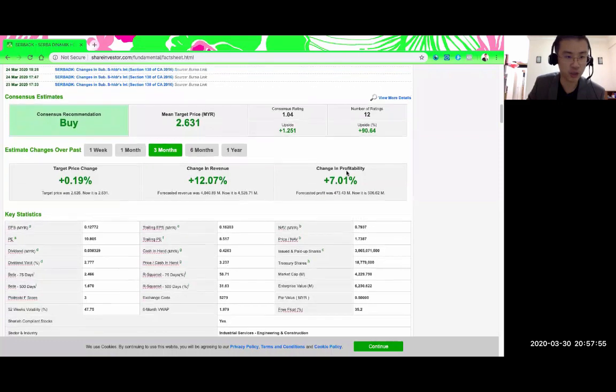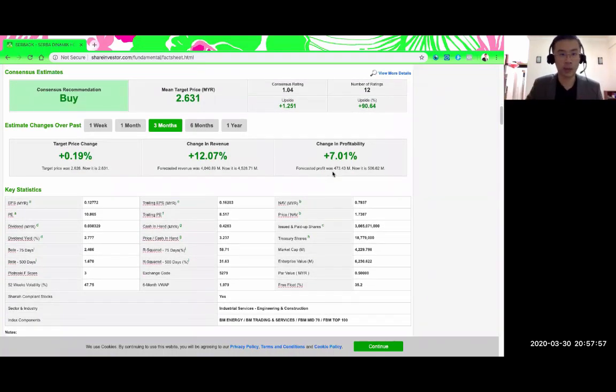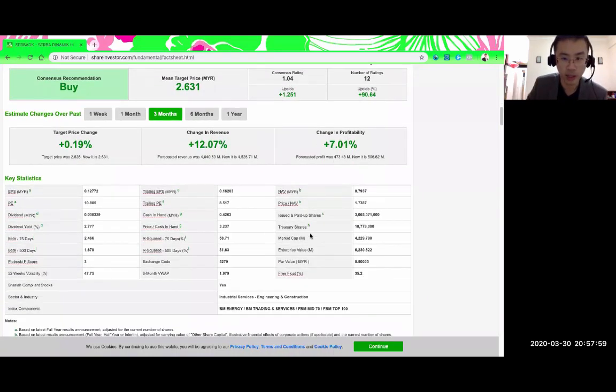Basically, the fact sheet will give you the overall picture of the company. You can know what the market cap is right now, about 4 billion. EPS is about 12 cents. PE ratio is 10, and trailing PE is 8 times. How much cash in hand they have, and the beta, which is 2.4, fairly high. The 52-week volatility is 47%.